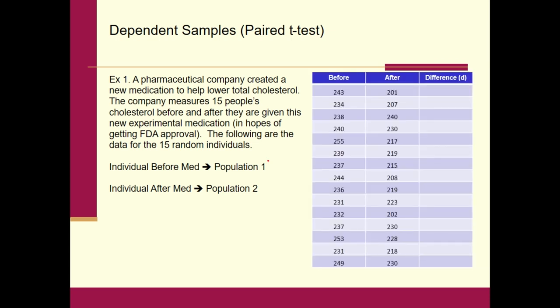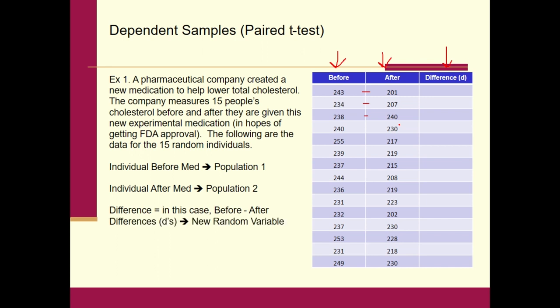Here's the data. So here's population number 1, here's population number 2. Before, after. And so notice I've created another column. I call them the difference column, the D's. This is actually probably the most important thing in the whole analysis, the D's. Why? What we're going to do is simply do the subtraction between the two, so before minus after for each individual. That's what the D's stand for here.